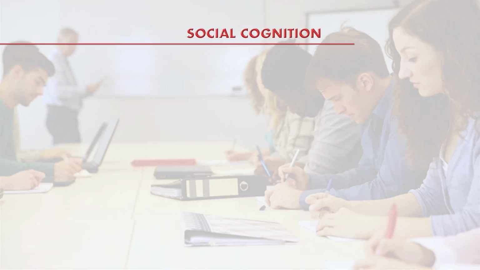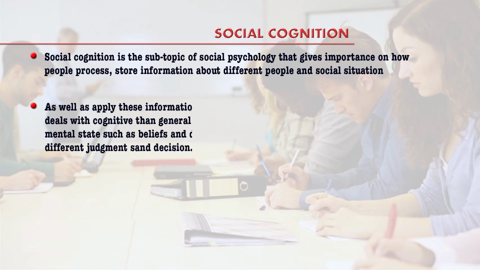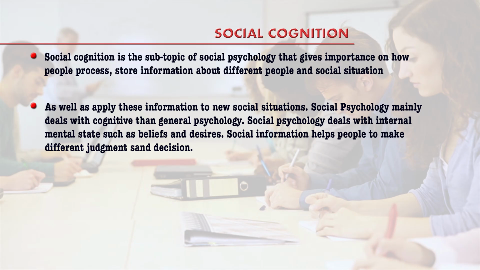Now friends, social cognition. Let's give some time to social cognition. Social cognition is a very, very important topic of social psychology that gives importance to how people process and how people store the information about different people and social situations, as well as apply this information to new social situations. So, social psychology deals mainly with the cognitive rather than general psychology. Social psychology deals with internal mental states such as beliefs and desires. Social information helps people to make different judgments and decisions.